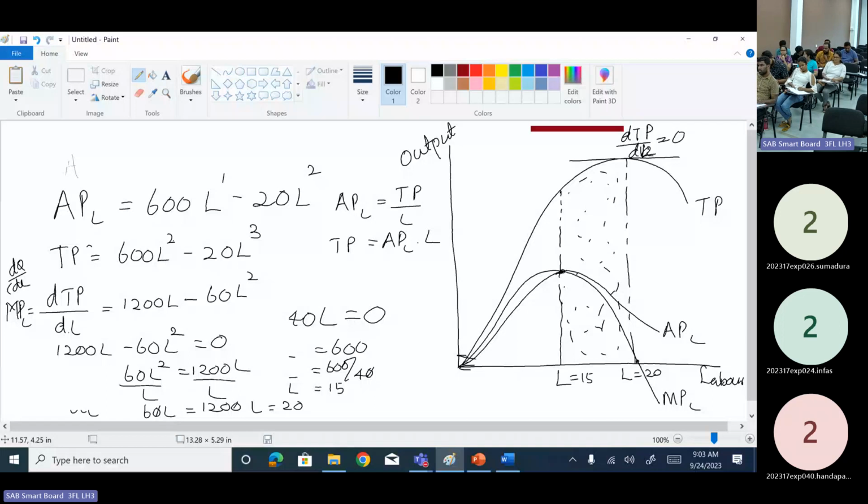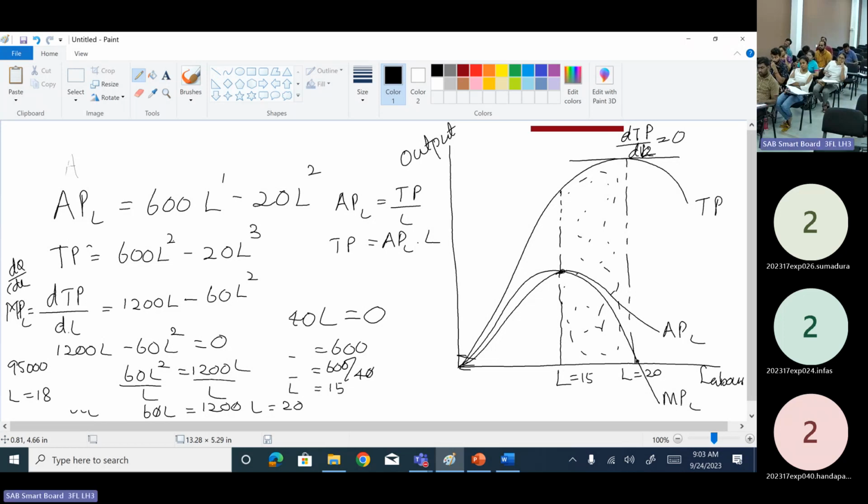That's the question, right? Now you can see the total production. We have been given 95,000, right? And labor is 80. The question asks whether hiring 80 units of labor is rational or not. What is your decision?